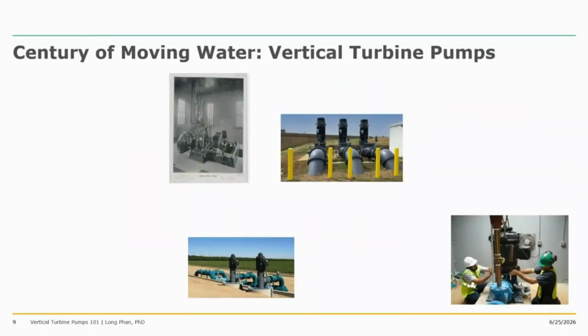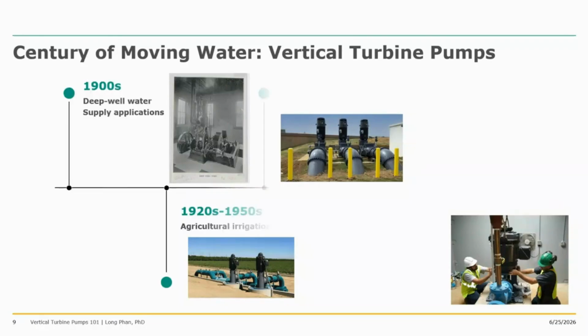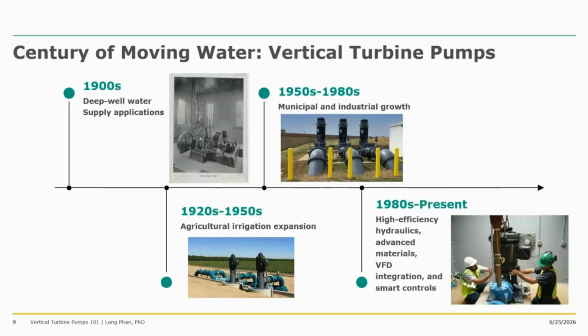Before we talk about how a vertical turbine pump works, it's helpful to understand why this pump exists and how it has evolved over the last century. Vertical turbine pumps first became popular in the early 1900s for deep well applications. Communities needed a reliable way to lift groundwater from hundreds of feet below the surface, and the vertical turbine pump design was ideal because the pump bowls could be submerged while the motor remained at ground level.